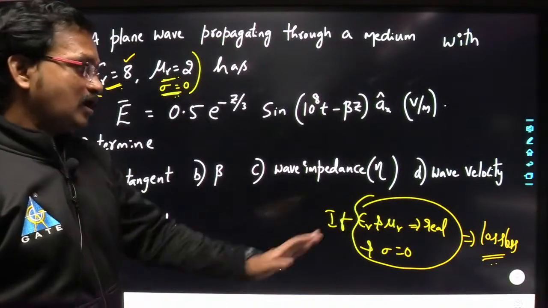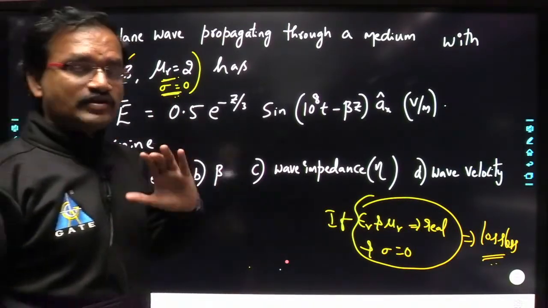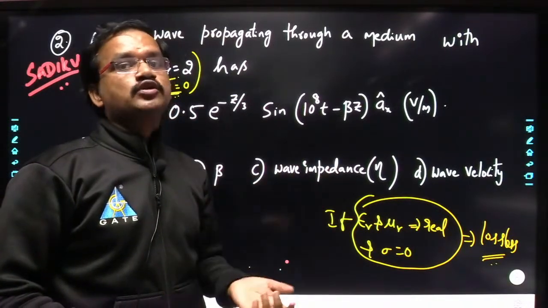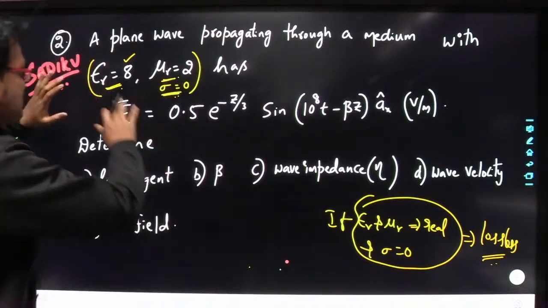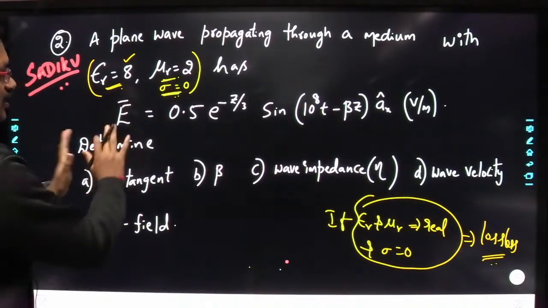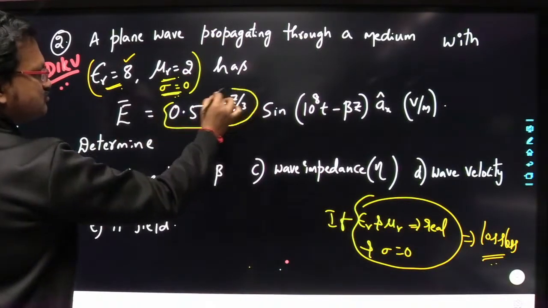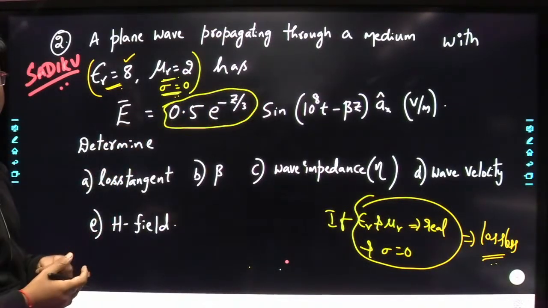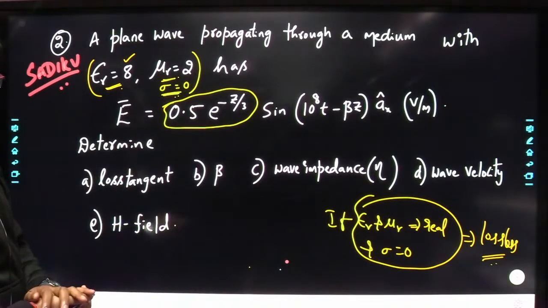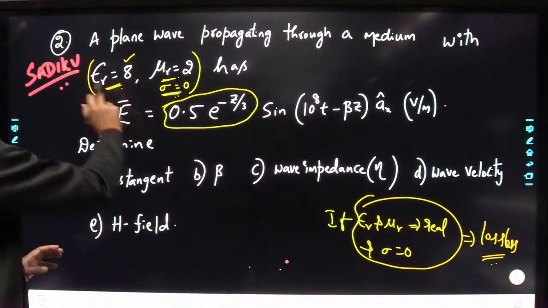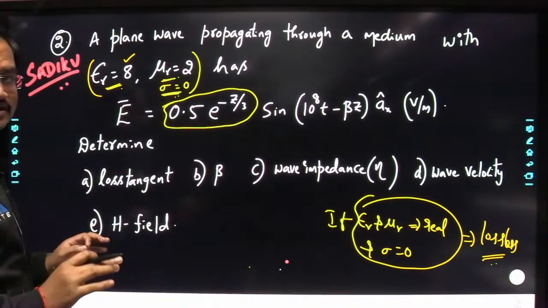Right, okay, lossless medium here. But in a lossless medium, we know that whenever the wave is propagating, its amplitude is not going to decay exponentially. We know that one, right? But here they have given 0.5 into e power minus z by 3 as it is. So is this wrong or not? Because they have given the condition for lossless medium, so just by seeing this, we can say that the medium is lossless.